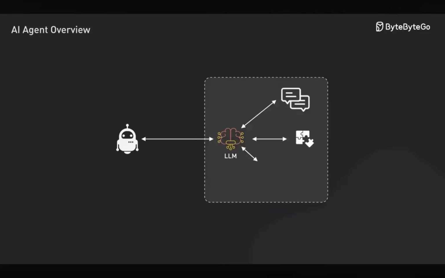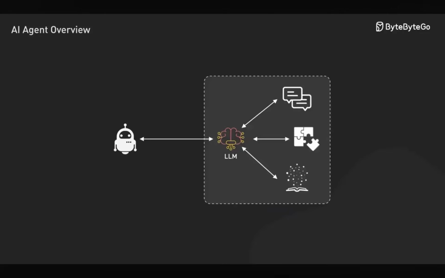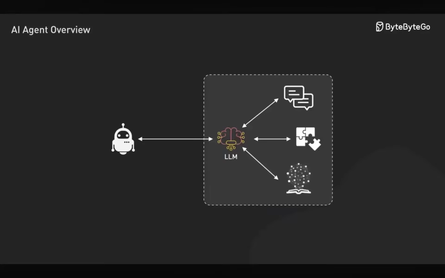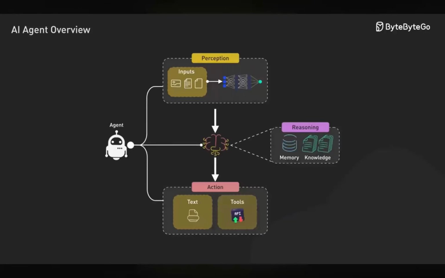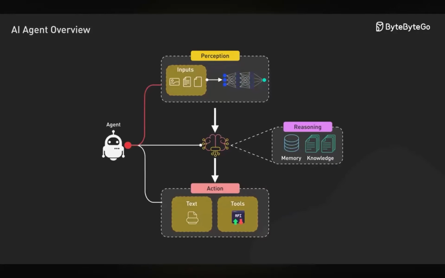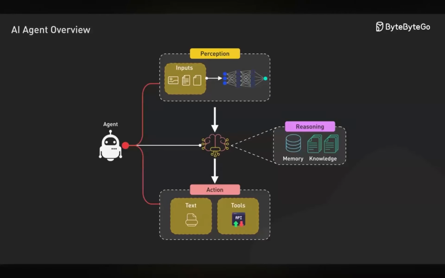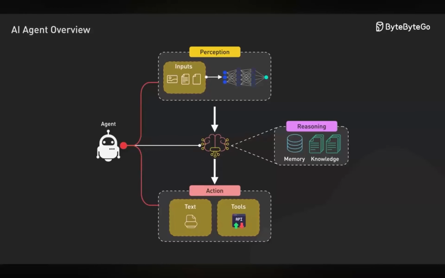Most modern AI agents use large language models as their reasoning engines. These provide the natural language understanding, problem-solving capabilities, and knowledge representation needed to function effectively. But an AI agent isn't just an LLM. The model powers the reasoning, while the agent architecture creates the framework for action.